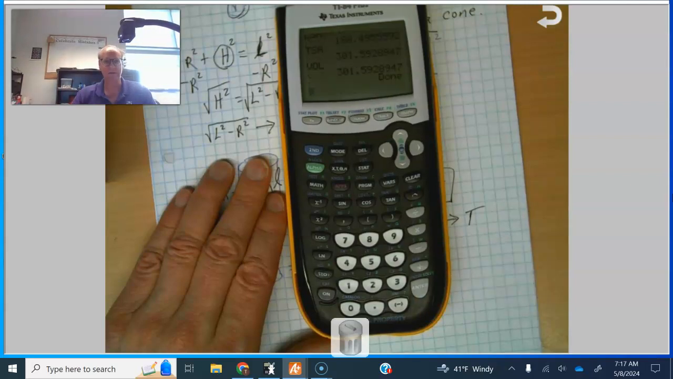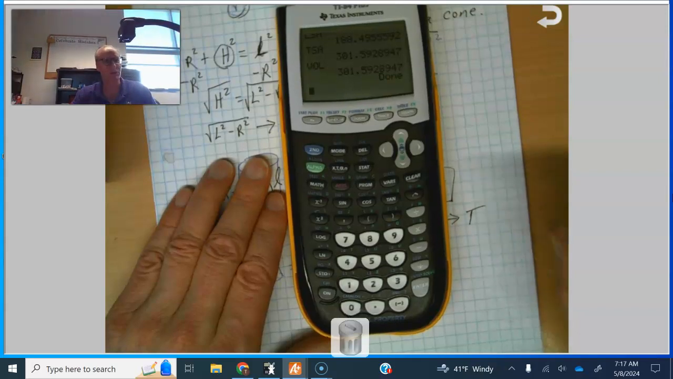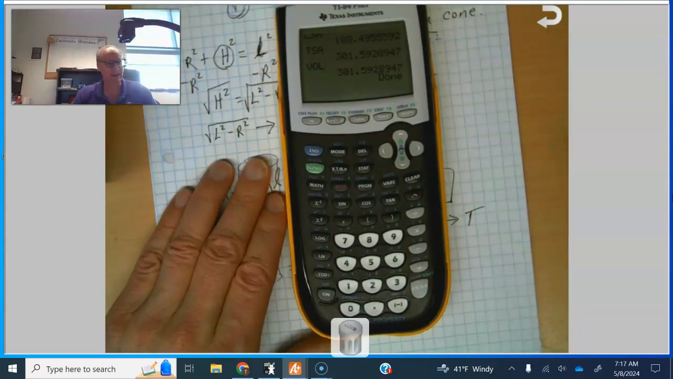There it is. Oh, interesting. My total surface area and my volume have the same numbers. Think about why that's true and see if you can figure out why it's the case.